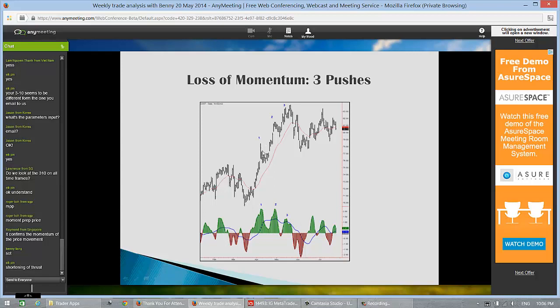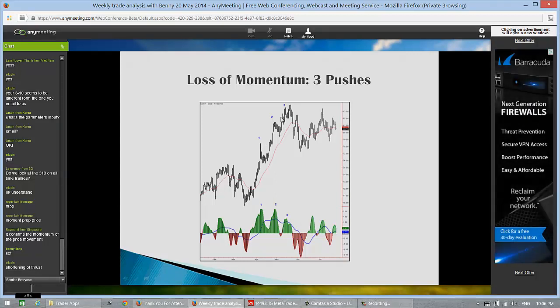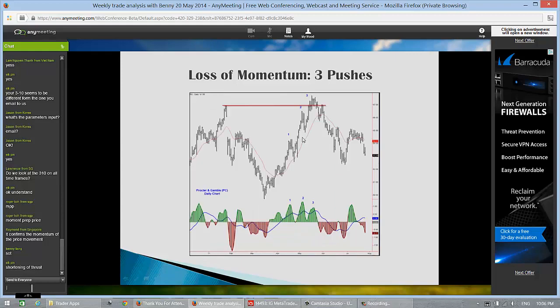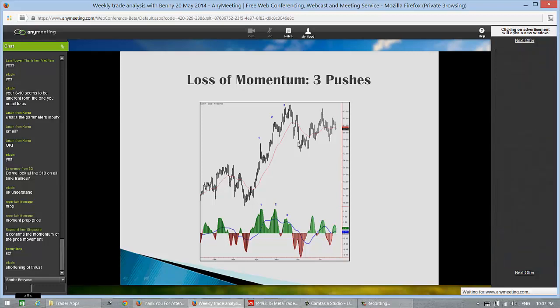Okay, loss of momentum. One push, two pushes, three pushes. Can you see that? Three pushes up, but the 310 refused to do the same thing, right? It looks the same, but it's different. Okay. Makes a three push, price drops, pulls back to supply, it dropped. So this is the first leg. This is the second leg.